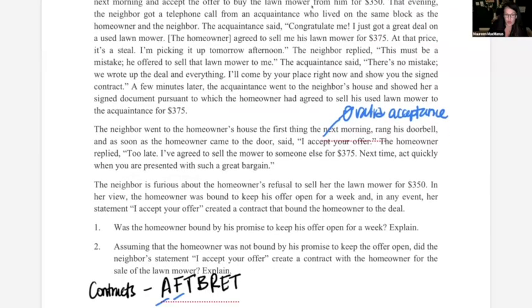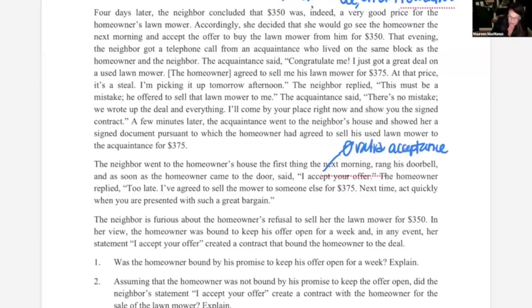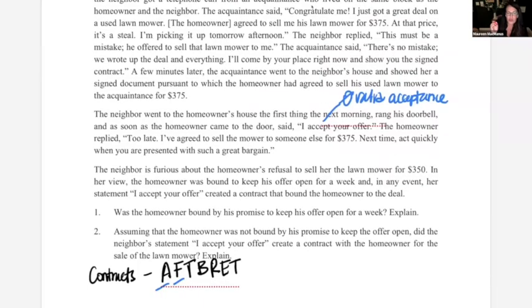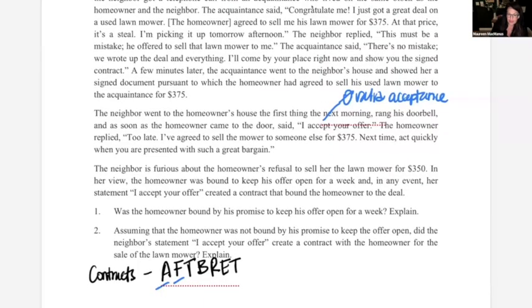The neighbor is furious about the homeowner's refusal to sell her the lawnmower for $350. In her view, the homeowner was bound to keep his offer open for a week, and in any event, her statement, I accept your offer, created a contract that bound the homeowner to the deal. So again, was the homeowner bound by his promise to keep his offer open for a week? Explain. And two, assuming the homeowner was not bound by his promise to keep the offer open, did the neighbor's statement, I accept your offer, create a contract with the homeowner for the sale of the lawnmower?